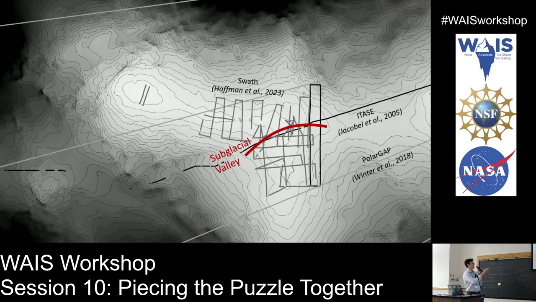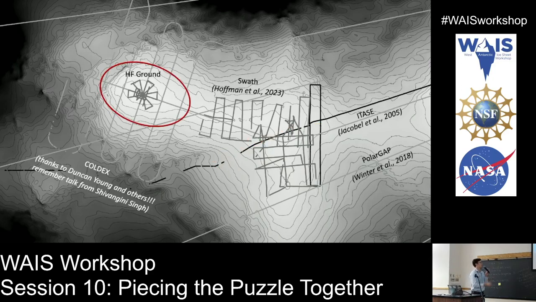Third, Andrew presented yesterday and showed us some of these beautiful swath mapped images. A lot of that was ground-based work that we did in 2019, 2020, and he identified this subglacial valley feature towards the East Antarctica side. So East Antarctica would be to the right here. We call it East Dome there. Then I also wanted to give a quick shout out to Shivangani and some of the folks from COLDEX who flew this line. That's this light gray here. And she talked about some of those data.